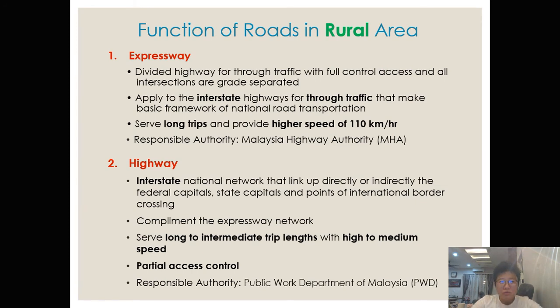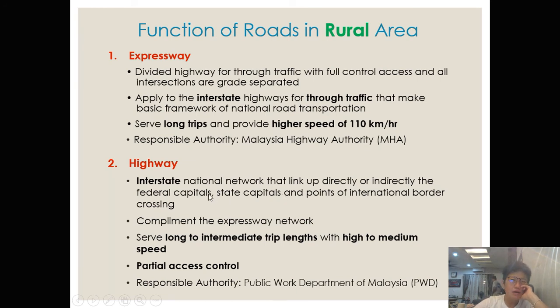Okay, so under the rural road categories, we have first the expressway again. These are talking about, if you read it properly, actually like a highway, since it says speed 210 km/h. But if you look at the bottom one, the second category, that is about the highway. Let's see, interstate. Okay, link up to the federal capitals.